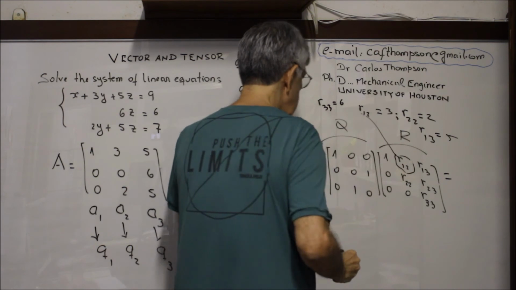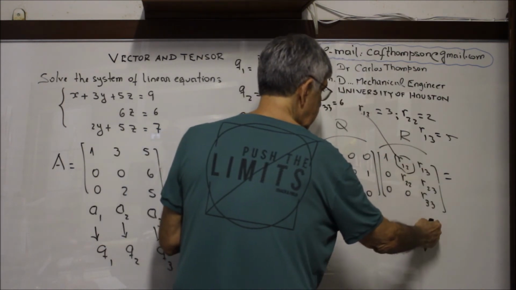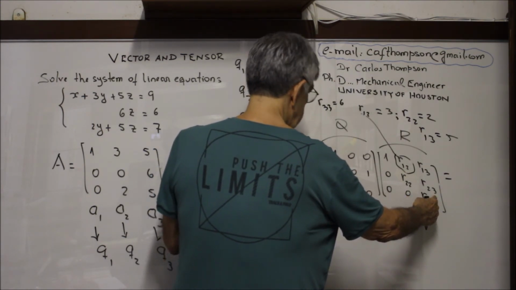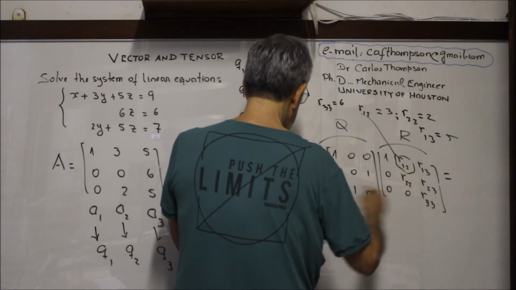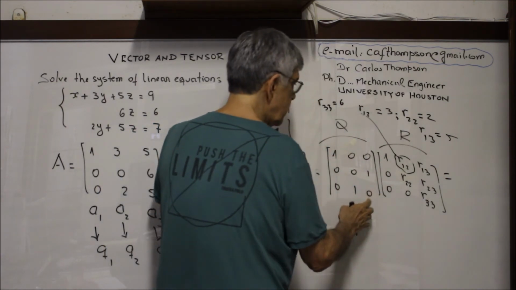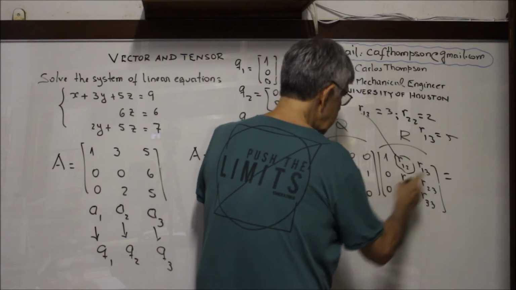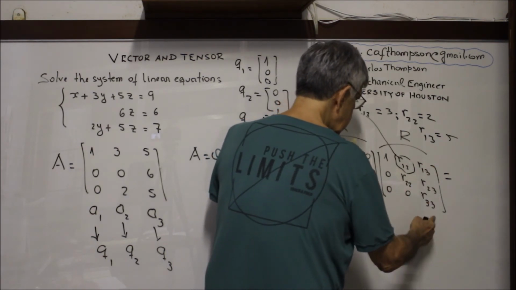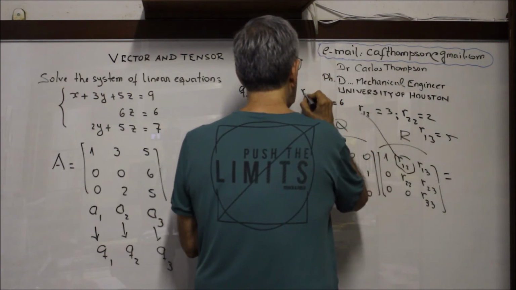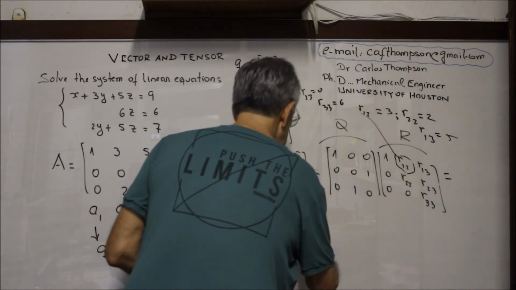R33 will be 6. Now, third row, third column. This is 2 R23, plus 5 R33 has to be 5. Let's multiply. Third row and third column: 0, R23, and 0. So R23 is 5. Now I'm ready to write R.